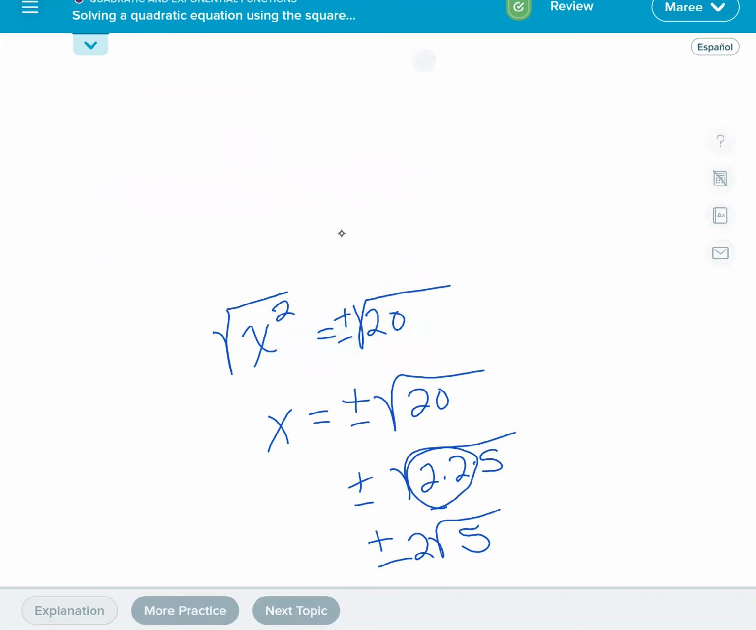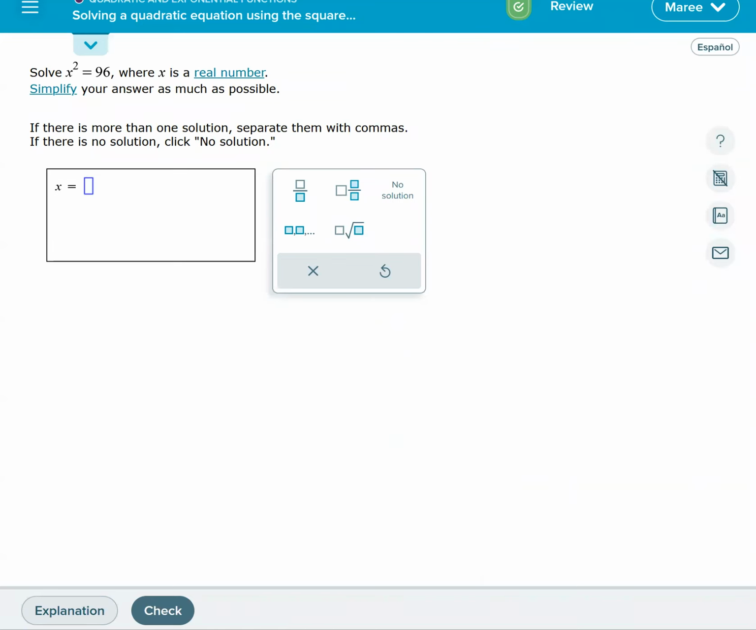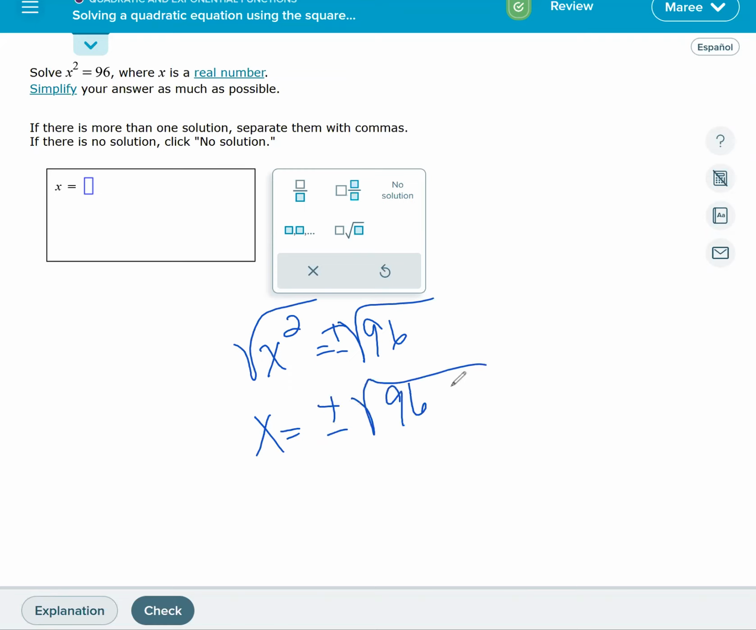They're not estimated, which is what you would get if you plugged it in your calculator and got decimals. So we're going to do the same thing. X squared equals 96. So we need to take the square root of both sides, which means we need the positive and negative square root of 96.